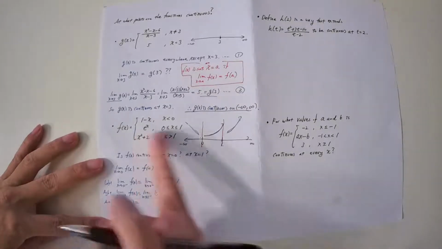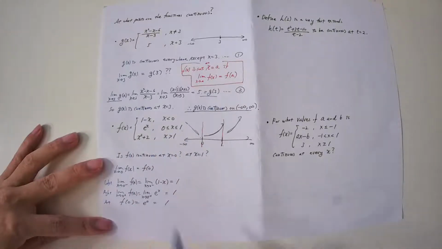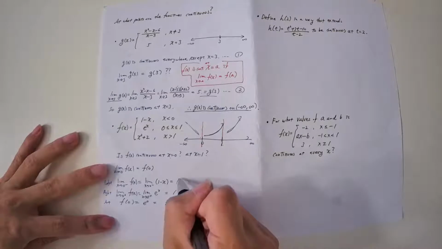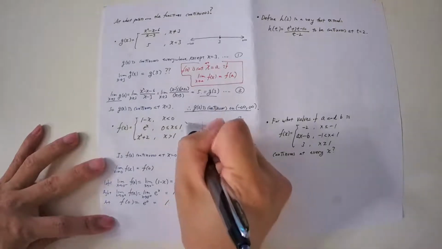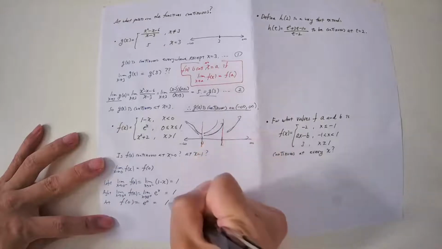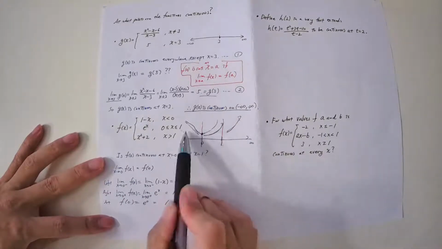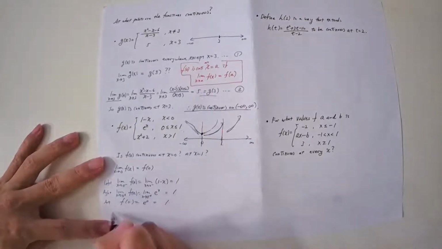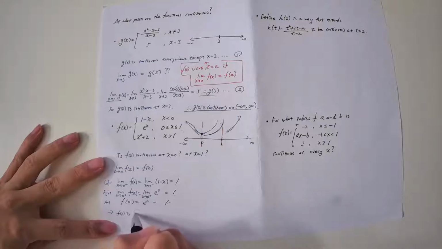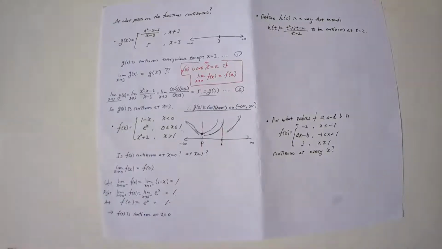So what is f of 0? f of 0 is e to the 0, which is 1. So what this says is, left side limit approaches 1, right side limit approaches 1, and the value at that moment is also 1. So left, right, and that point all have the same value. Therefore, function f(x) is continuous at x equal to 0.